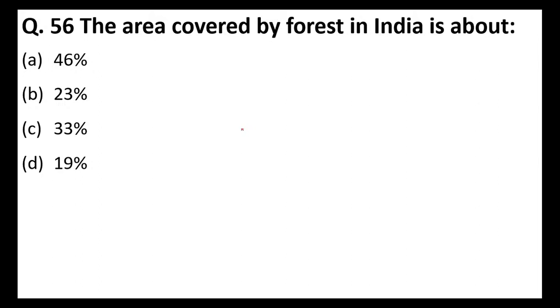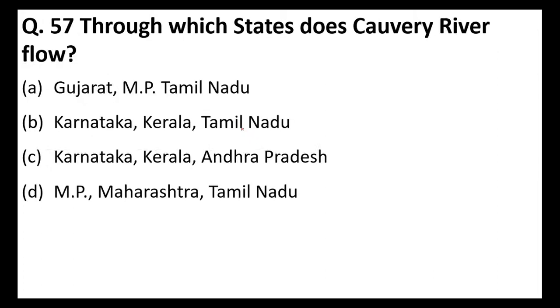The area covered by forest in India is about 46%, 23%, 33%, or 19%? The right answer is option B, 23%. Currently, we have 23% of the total land under forest.